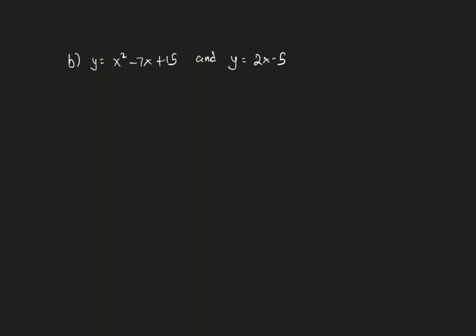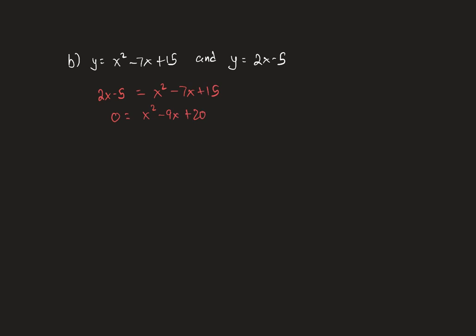Okay, so let's use our steps for this next one here. So once again, our first step, we're going to make them equal to each other. So 2x minus 5 is equal to x squared minus 7x plus 15. Okay, bring everything to the other side. So 0 is going to be equal to x squared minus 7x minus 2x. That's minus 9x. And the minus 5 becomes positive, so that adds on, making it 20.